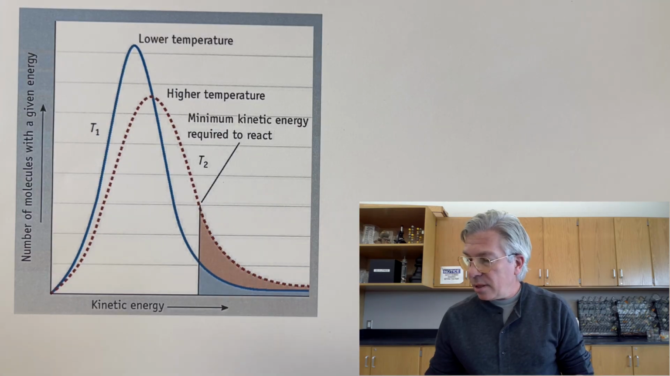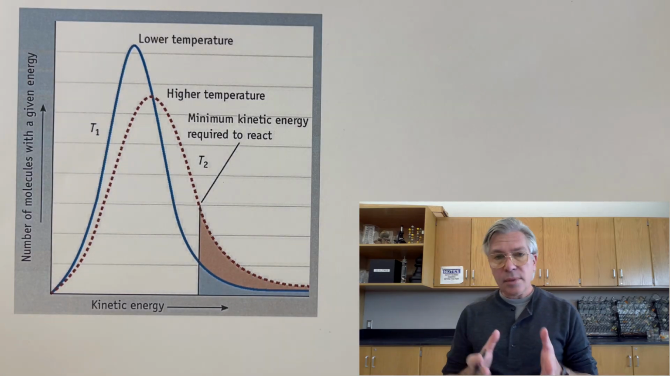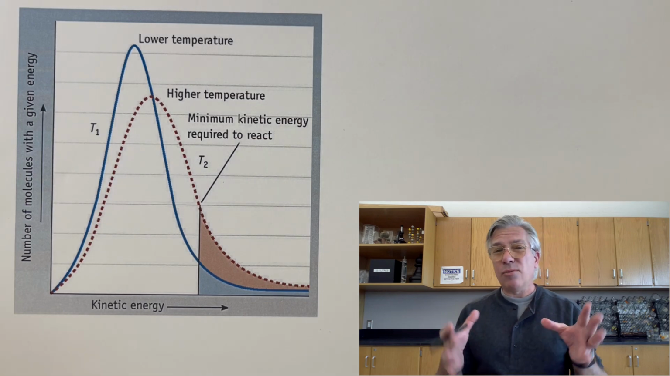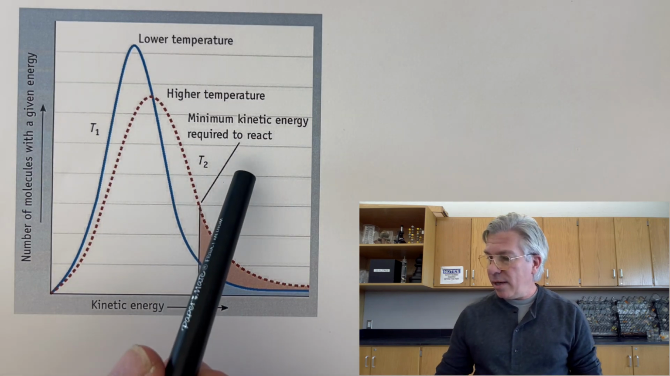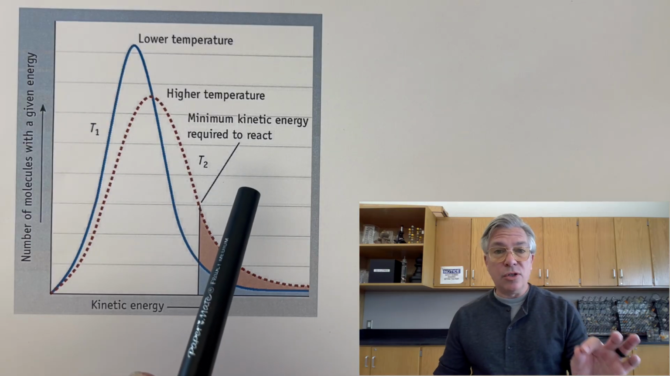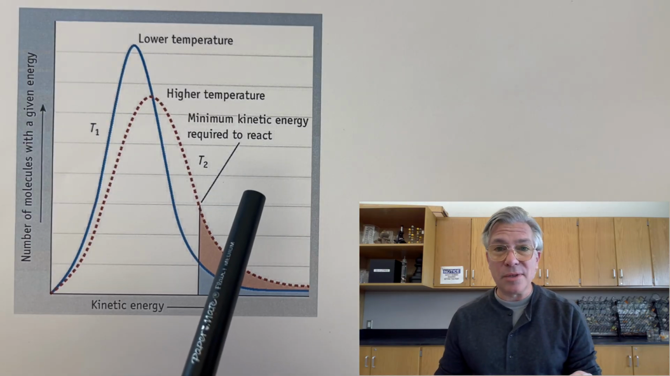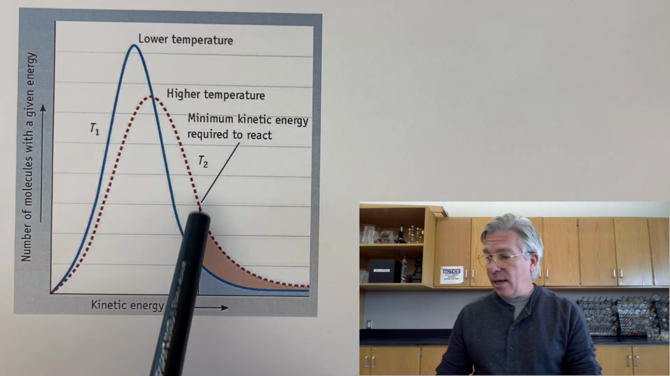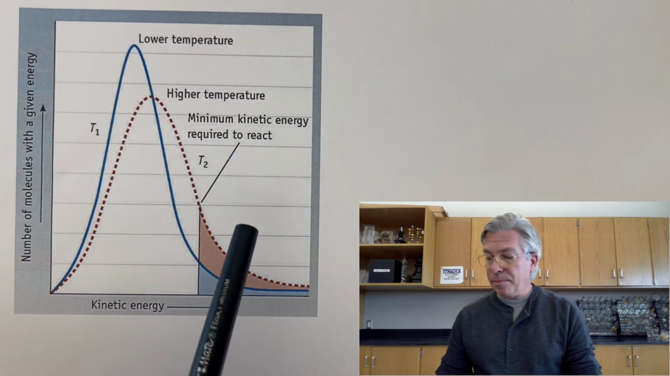But notice over here, there's a line that's been drawn. And that line is often drawn on graphs that you're going to see. It's a line that represents the minimum amount of energy that's required to react. Like how fast do those molecules have to be going? How much energy do they have to have? There's a minimum, and that line represents the minimum.